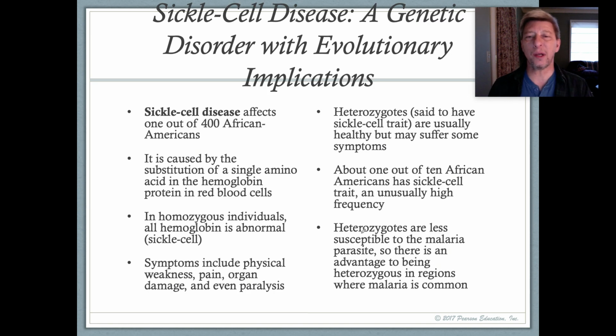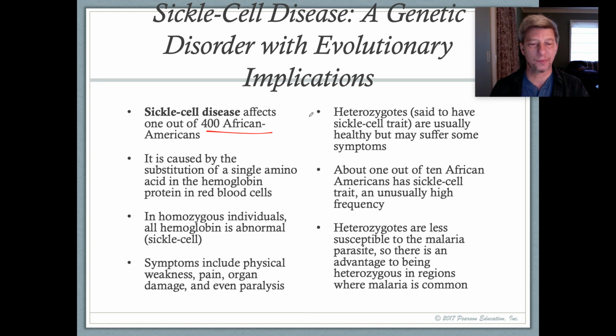Sickle cell anemia is another fascinating recessively inherited disease in that although the disease itself is terrible, it turns out that carriers may actually have an advantage, which might be why the gene has been propagated. So sickle cell anemia affects about 1 out of 400 African Americans. And it's caused by a simple switch in one amino acid in the protein that forms the hemoglobin in red blood cells.